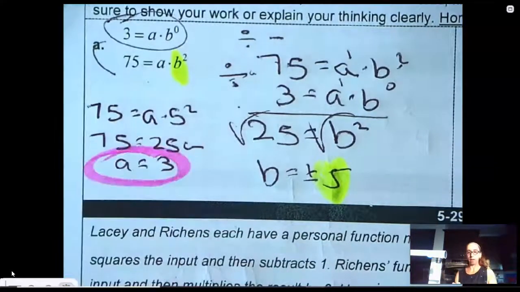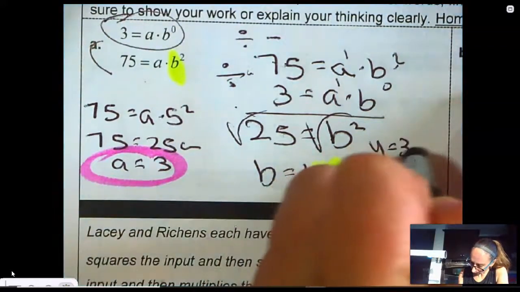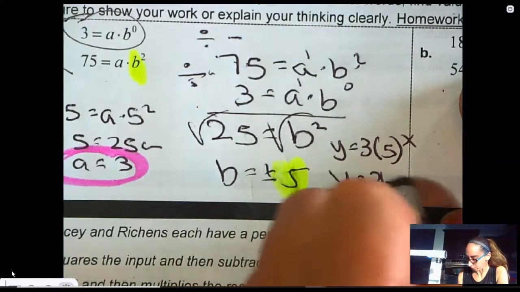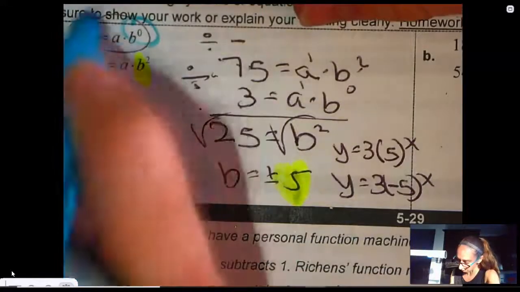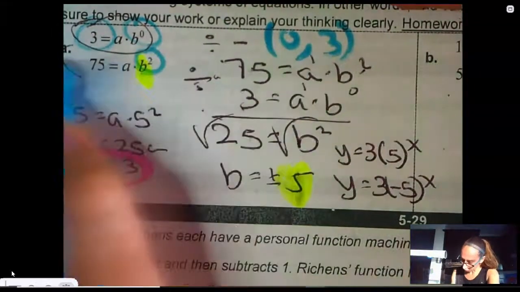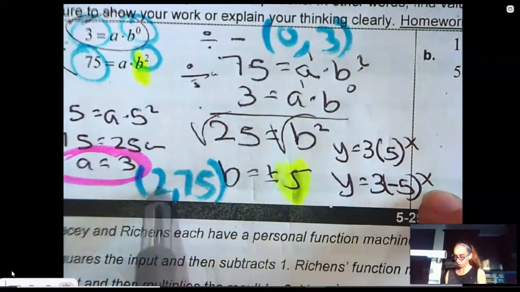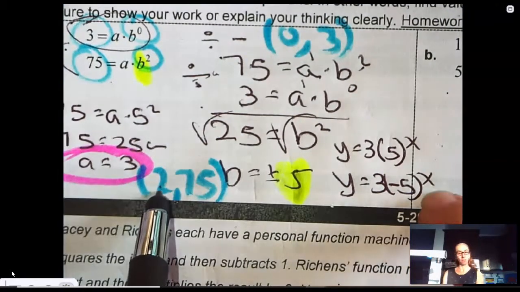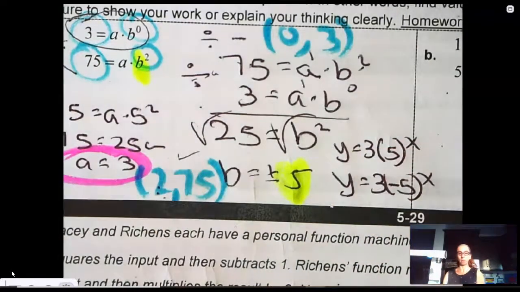So I have my A. I have my B. So I'm actually going to have two equations. Y equals 3 times 5 to the x. Y equals 3 times negative 5 to the x. What that means is that this point, 0, 3, is one of the points that satisfies this. And 2, 75 also satisfies this, which means if I plug in 2, I should get 75. So if I plug in 2, negative 5 squared is 25 times 3 is 75. 5 squared is 25 times 3 is 75. It makes sense.